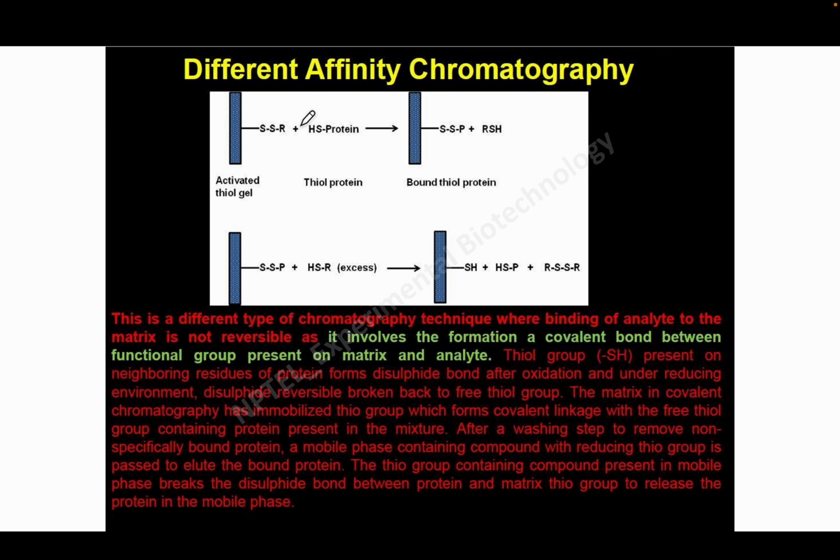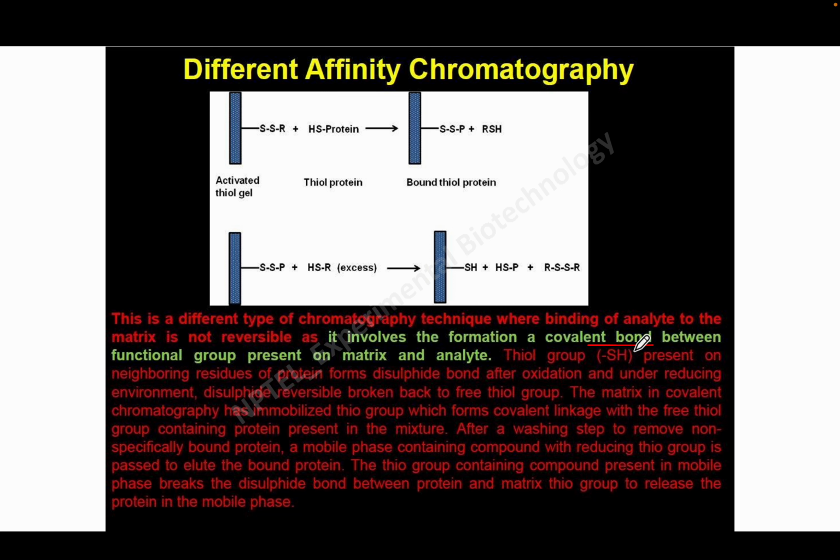So different affinity chromatography. This is an activated thiol gel which has a disulfide bond, and then a protein which has SH, the thiol protein. Now the bound thiol protein. So what is happening here? There is an exchange between the protein and this R group. So this is a covalent type of chromatography technique where binding of the analyte to the matrix is not reversible, as it involves the formation of a covalent bond between the functional group present on the matrix and the analyte.